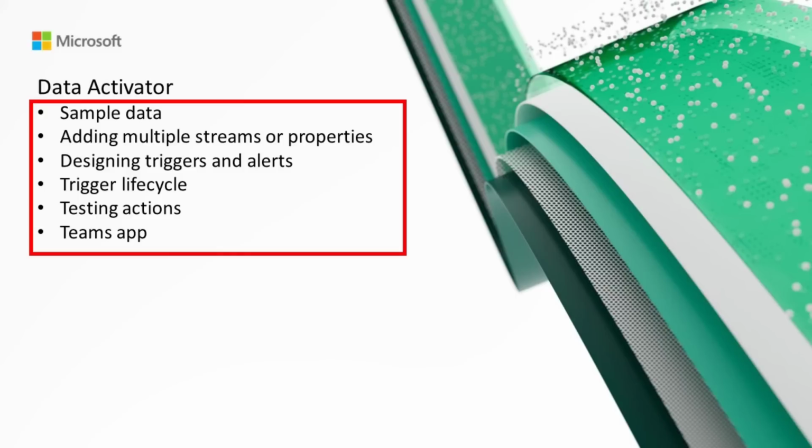Adding multiple streams or properties. The data screen now gives you options to create objects directly from columns in your data streams and gives you shortcuts to quickly create properties directly rather than having to create them and manually select the column.